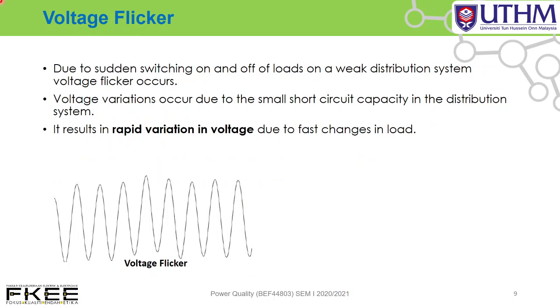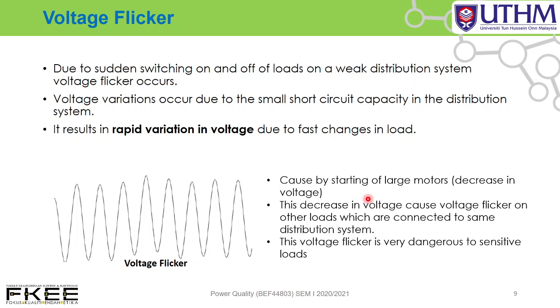Okay, flicker. This flicker is actually due to the switching on and off of loads on a weak distribution system. Voltage flicker occurs, voltage variation occurs, due to small short circuit capacity in the distribution system. What is the effect? It is a result of rapid variation in voltage. You can see from this figure, we have rapid variation due to fast changes in load. This one we call a flicker.